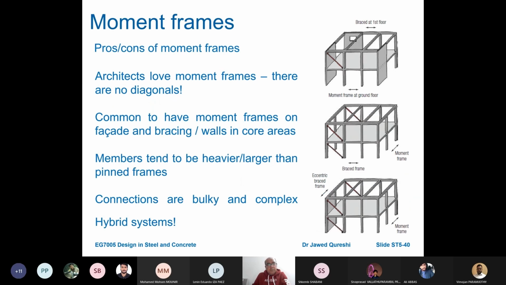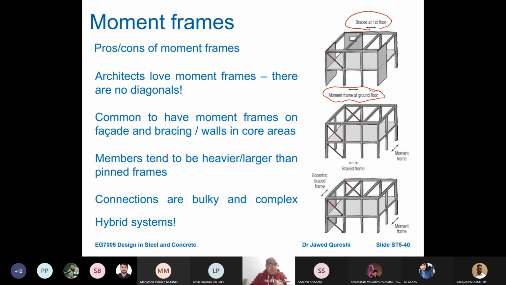Now, pros and cons of moment frames. First of all, the architects absolutely love these moment frames because they do not spoil anything. They have no diagonals, so they do not disrupt any architectural ornaments in the buildings. Doors and windows can be provided at any point. On the top, you can see that it is braced at the first floor level and a moment frame at the ground floor level, so that it can give access to different floors.